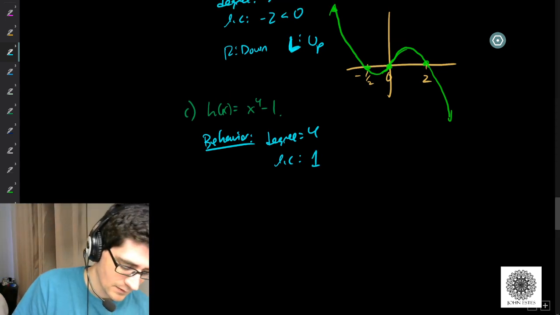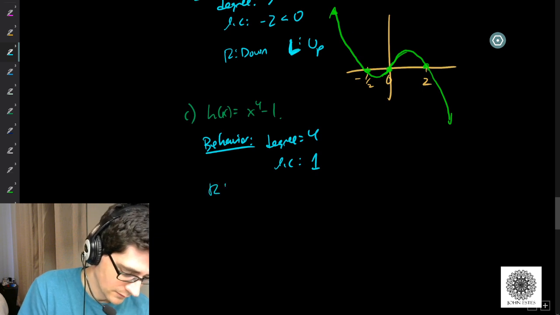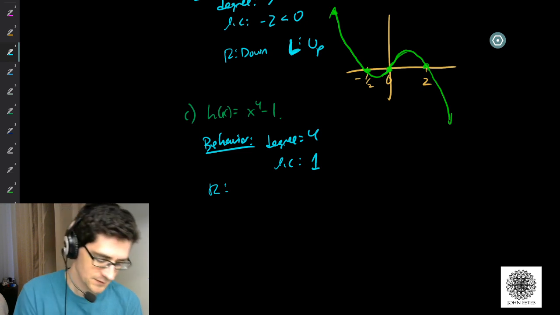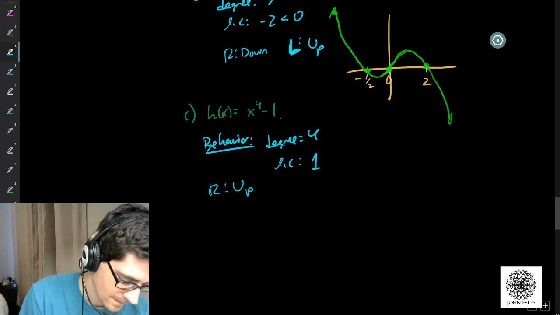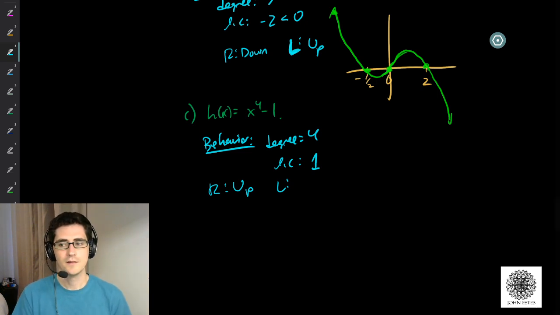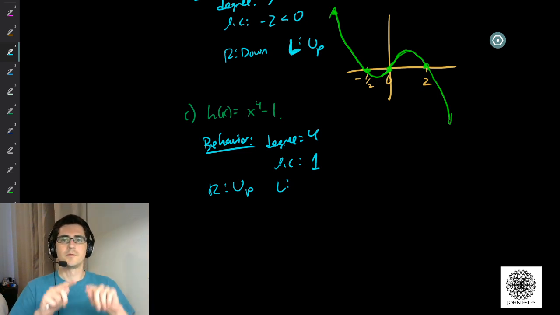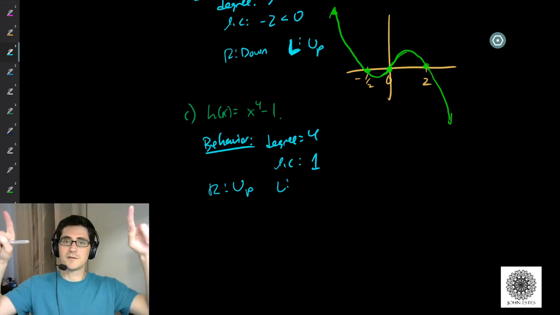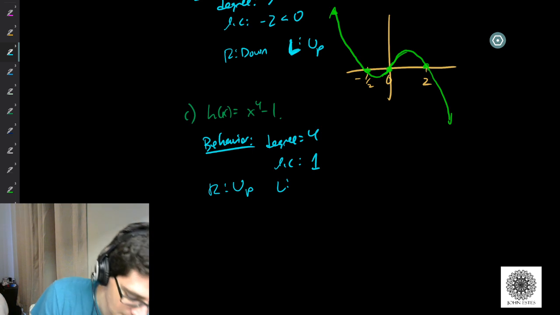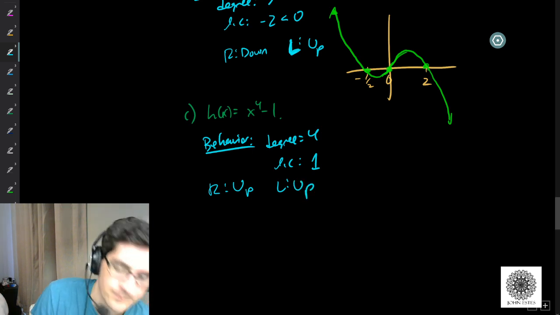Okay, so that tells me then, on the right, since I have a positive leading coefficient, I am going up. And on the left, since I have an even degree, what do even degree polynomials do with their end behavior? They go in the same direction, right? They either go both down or both up. In this case, then, they're both going up.